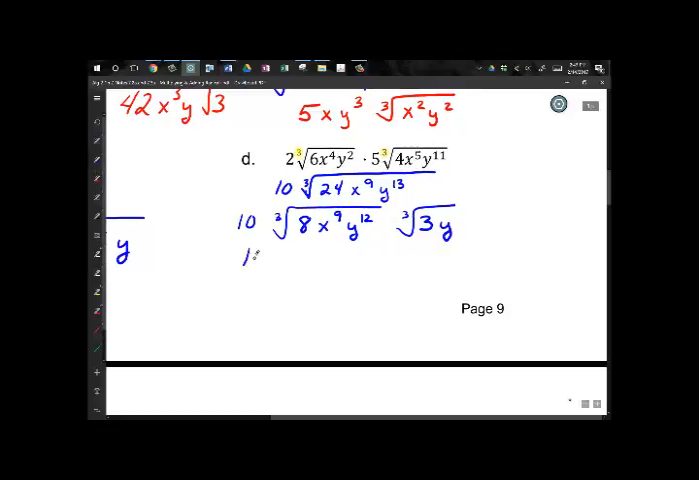The 10 comes down. The cube root of 8 is 2. Divide x to the 9th by 3 and get x cubed. Divide y to the 12th by 3 and get y to the 4th, with the cube root of 3y. Final answer: 20 x cubed y to the 4th times the cube root of 3y.